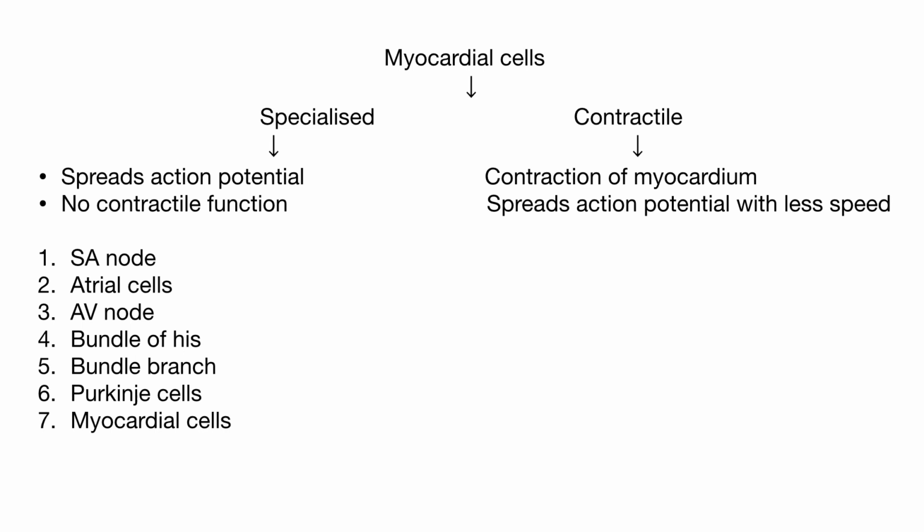Myocardial cells are of two types. One is specialized myocardial cells and the other one is contractile myocardial cells. Specialized myocardial cells are SA node, atrial cells, AV node, bundle of His, bundle branches, Purkinje cells, some ventricular myocardial cells. These cells initiate action potential but lack contractile function. Contractile myocytes are responsible for myocardial contraction. Spread of action potential in these cells is with less speed compared to specialized cells.